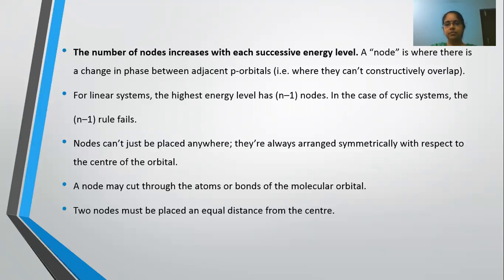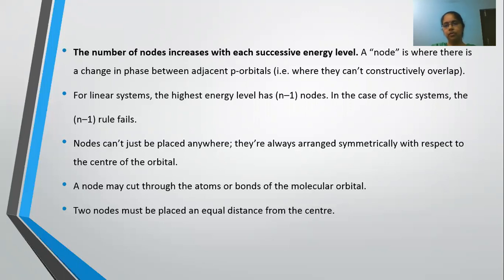Linear systems mean non-cyclic compounds. Whereas in the case of cyclic compounds, this n minus 1 rule fails. That means it is not applicable. We cannot clearly explain how many nodes exist in cyclic systems. Whereas in non-cyclic systems, the highest energy level will have n minus 1 nodes. For example, if the number of atoms is equal to 4, then the maximum number of nodes in the molecule is equal to 3. And these nodes can't be placed just anywhere.